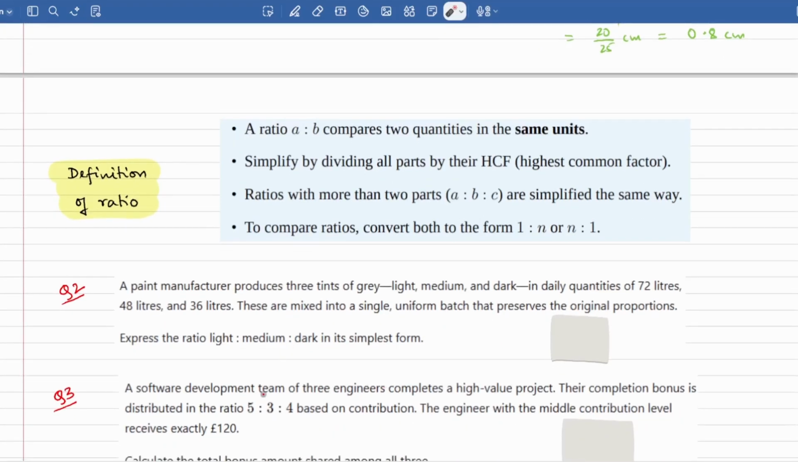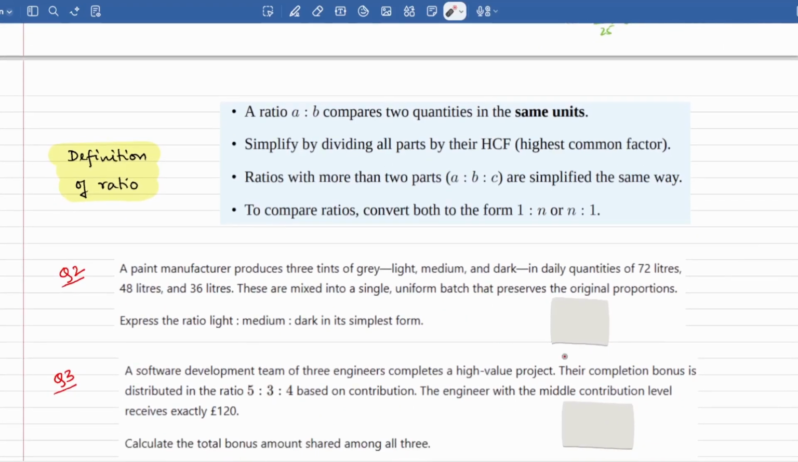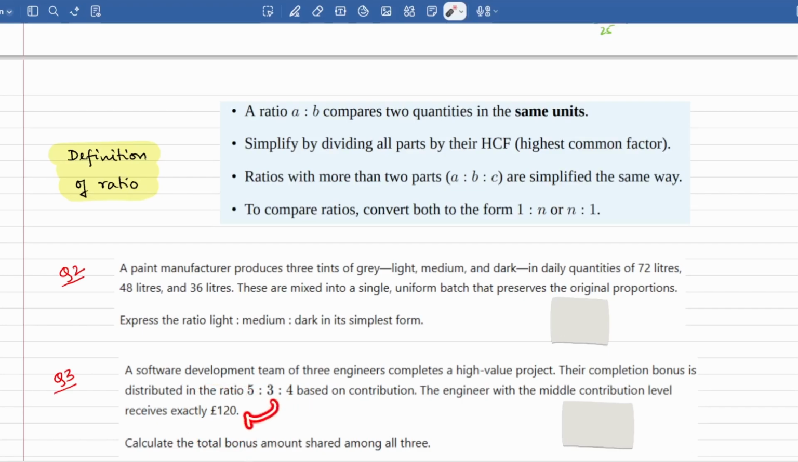A software development team consists of 3 engineers completing a high value project. Completion bonus is distributed in the ratio 5 is to 3 is to 4 based on contribution. The engineer with the middle contribution level receives exactly 120 pounds. Calculate the total bonus amount shared by all 3. So 5 is to 3 is to 4 and the middle contribution level 3 gives you 120. So what is the unit of bonus per contribution? That is 40 pounds. Total units of bonus distributed are 5 plus 3, 8 plus 4, 12. And each unit was 40. So the answer will be 480.